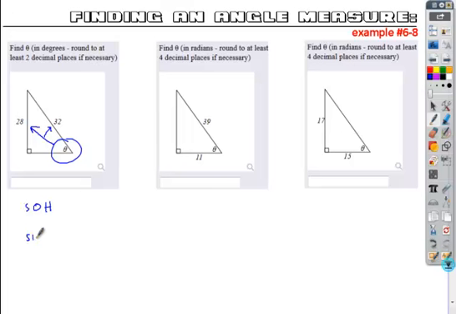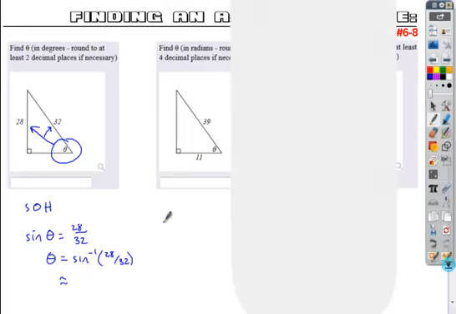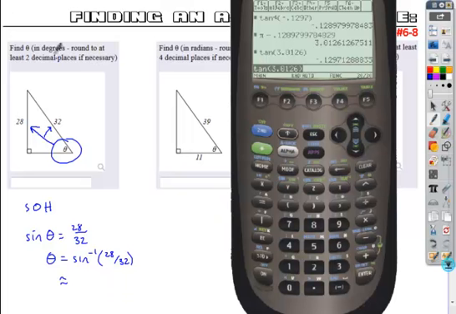Sine. So the sine of theta is going to equal the ratio of opposite 28 to hypotenuse 32. What you can do to calculate this is that the angle itself can be calculated by taking the inverse trig ratio, in this case inverse sine, of the given ratio. And so when you perform the calculations, you get your solution. This is in degrees. Again, make sure you read the directions carefully.